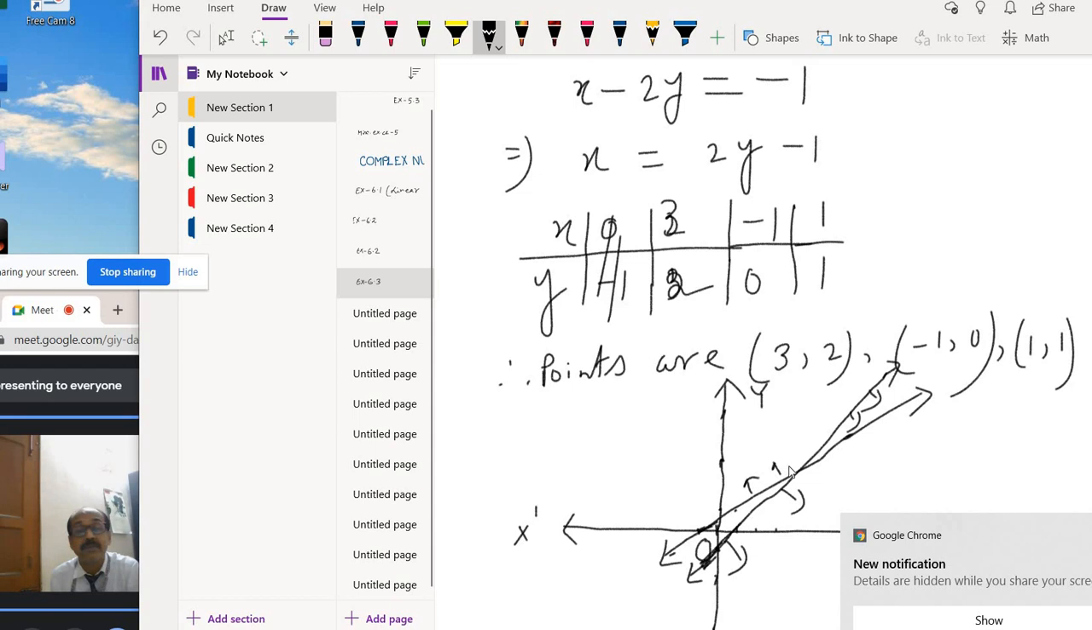Now see the common part. This is the common part. Clear? Shade it with the pencil.